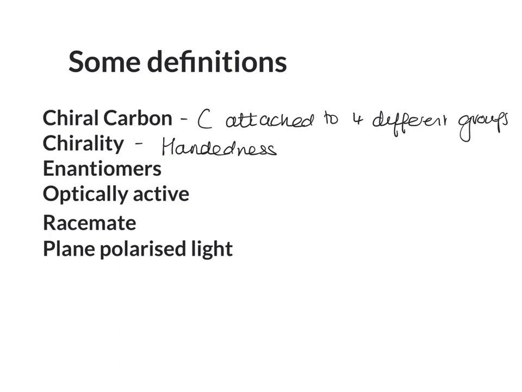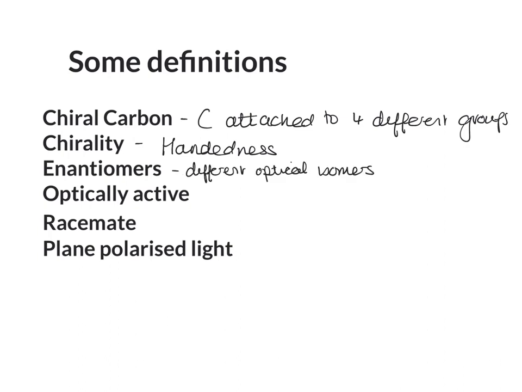It basically means handedness. So left-handed and right-handed versions of the same things. You also get chirality in things like screws that you use in woodwork. So screws can spiral one way or they can spiral the other way. That's a version of chirality as well. So it just means handedness.